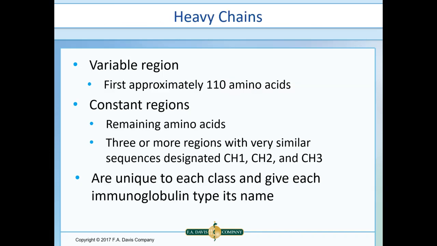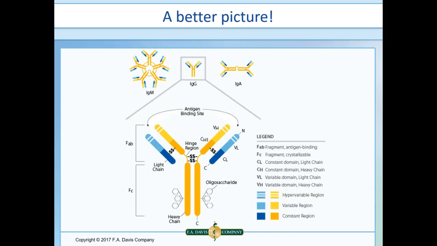The heavy chains of the immunoglobulin have a variable and constant region that I just mentioned before, with different carbohydrate sequences on them, designated as CH1, CH2, and CH3. I don't expect you to have to know a lot about those. Just know there are carbohydrate sections on them that designate the constant regions, and they are unique to each class and give the immunoglobulin type its name.